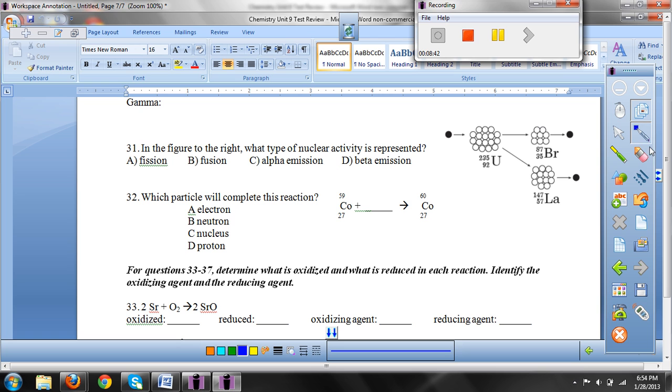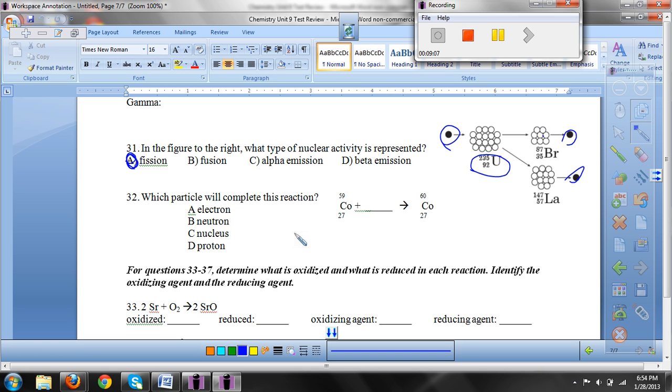All right, now it says in the figure to the right what type of nuclear activity is represented. So this is uranium-235. It splits into bromine and lanthanum in this particular one. And then I have two more neutrons. These are neutrons, and this is a neutron there. So when I have that split, that is referred to as nuclear fission, because that's what fission means, is to divide.